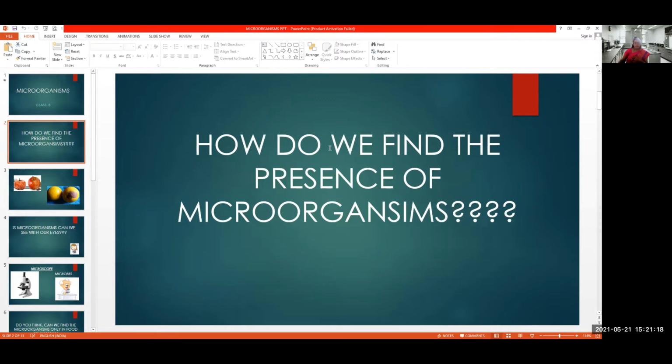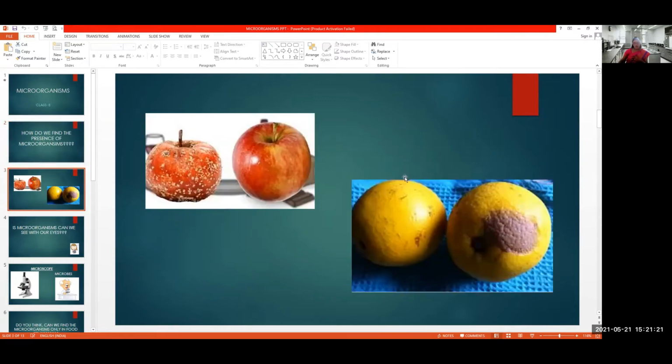I'll show you the next slide. What do you understand from this picture? Yes, obviously, this apple is good and this is bad. This orange is good and this is bad. Instead of saying bad, you can say that it is a spoiled apple or spoiled orange. How did it get spoiled? By bacteria. How can it be spoiled by bacteria?